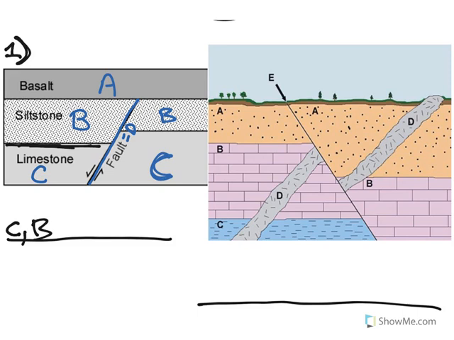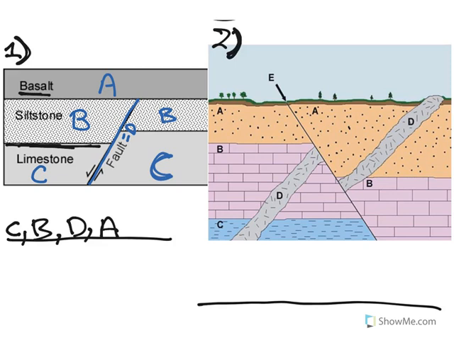This means that fault, which is labeled as D, is younger than what it's cutting through. It's cutting through C and B. So we've got C, B, D. On top of these 3 layers, you now have layer A, which is the basalt. Now, in example 2, we get a little bit more complicated, so pay close attention for this example.